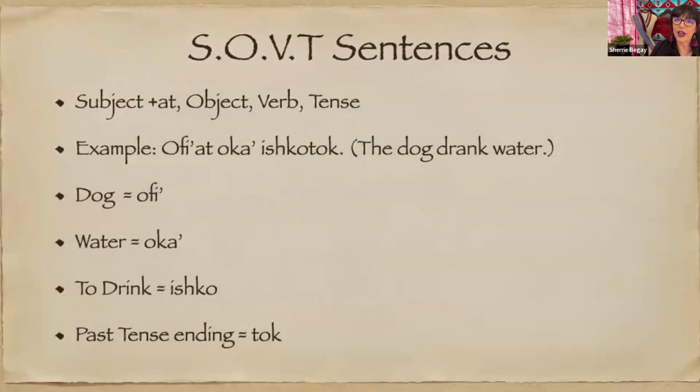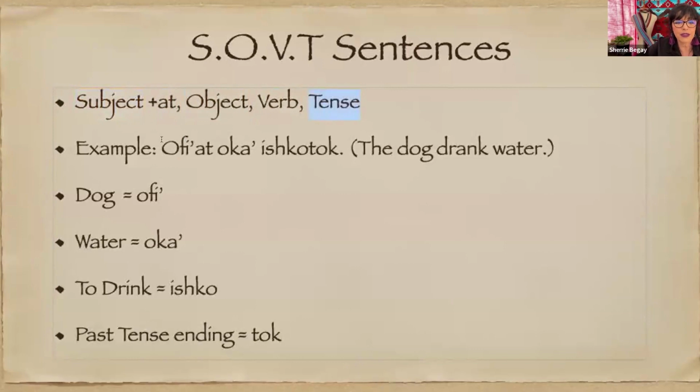Now let's cover the final type of Chickasaw basic sentence, the SOVT sentence. Now is where you can have a lot of fun going through the dictionary and making up new sentences with this basic formula. So again, your subject, let's check out the screen here and I'll highlight it for you. We have our subject, and then we add our at to show that it's the subject. Then we're going to add our object, then the verb, and then the tense.